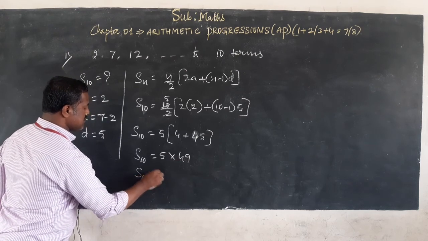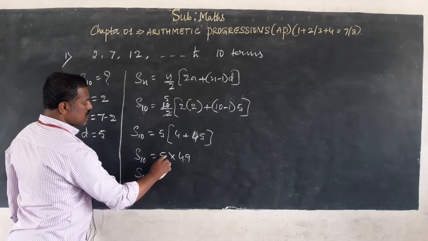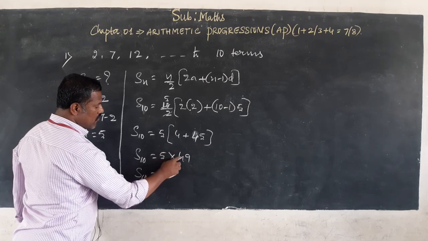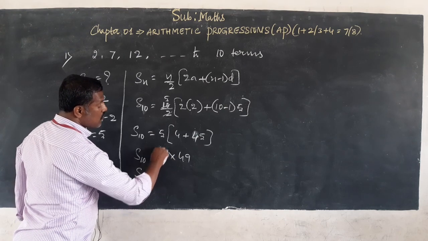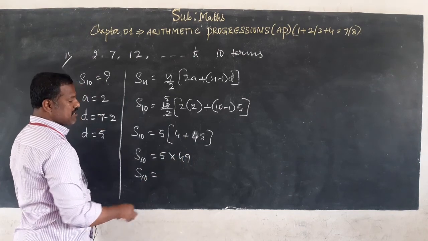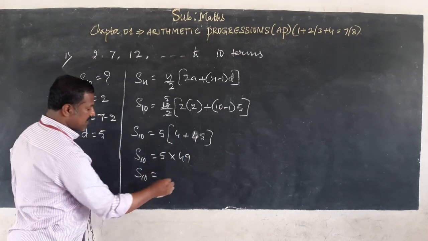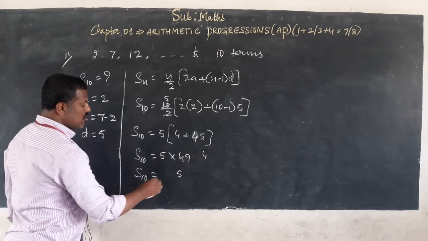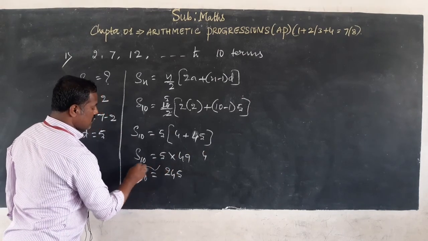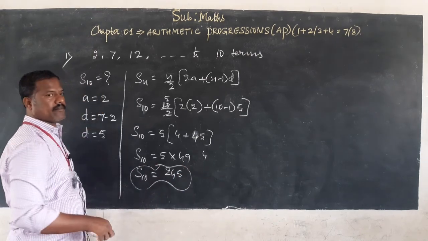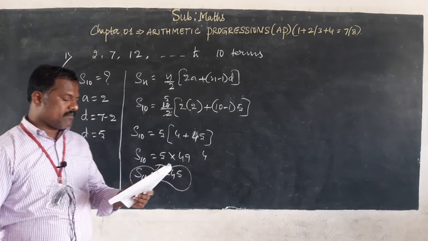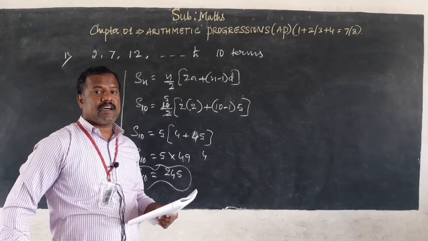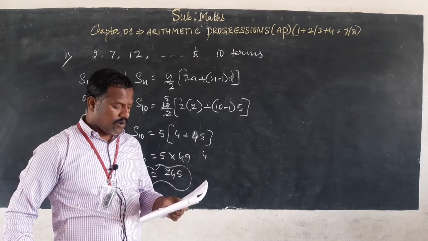That is S10 is equal to, we see. So don't simplify, don't multiply 5 into 49. You have to multiply always 5 into one digit number, that is 5 nines are 45, carry 4. 5 fours are 20. 20 plus 4, 24. What is the answer? 245. Understand, children? See how simple it is? 245 is the answer. Okay.